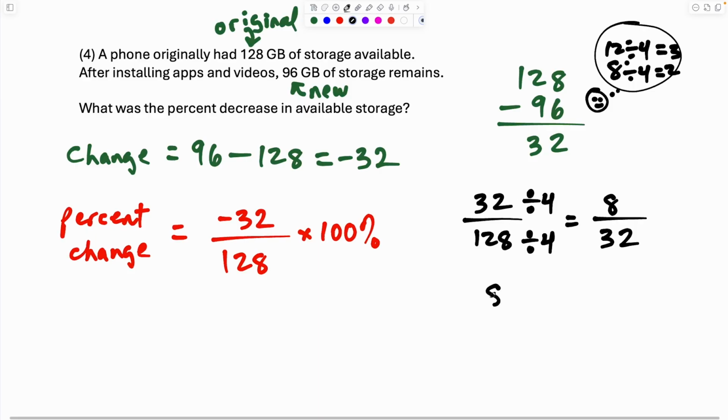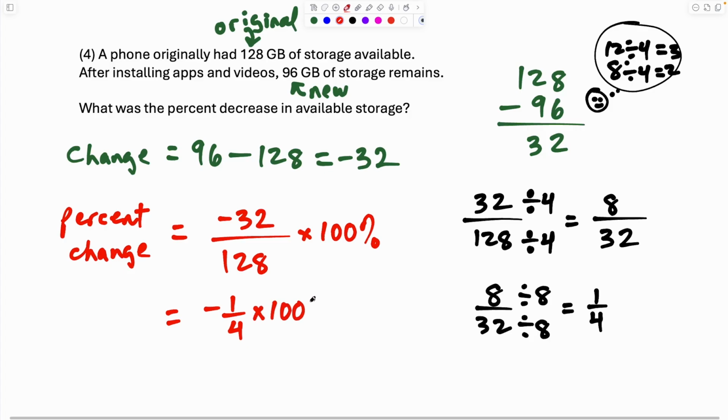So next, I could take 8 over 32, and I know these numbers are both divisible by 8, and I get 1/4. Okay, so this fraction actually reduces to 1/4. So here, we could say that the percent change is equal to negative 1/4 times 100%. And if I do 1/4 times 100, I get 25. But notice I'm doing a negative times a positive, so I get a minus 25%. Okay, and this is our percent change.